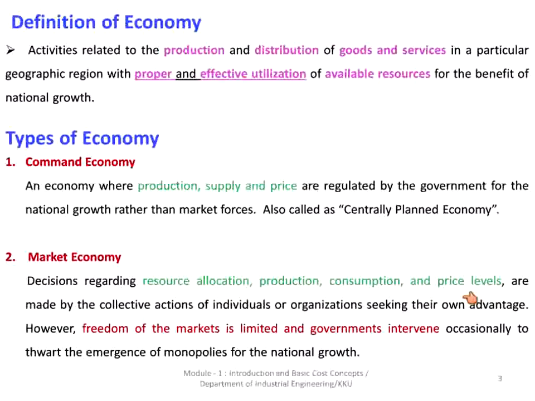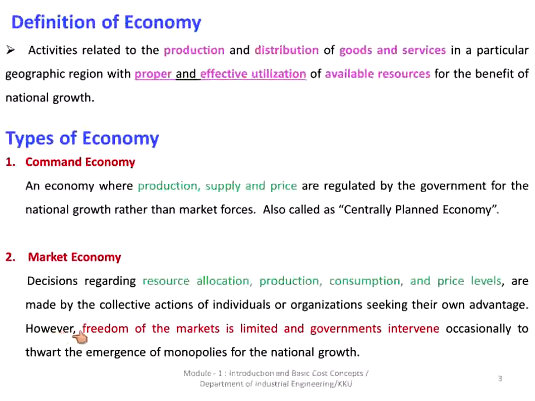So this kind of group of people join together and they decide how much we can produce and how much is required in the market. That is called consumption, and what price we will fix. So this is called market economy, where the group of business people or the group of organizations is involved in making decisions regarding allocations, production, consumption, price, supply, all these things.